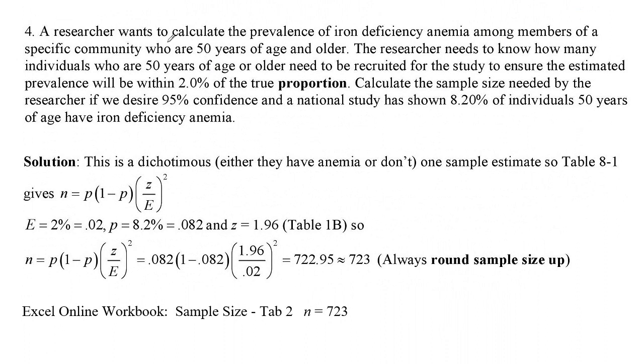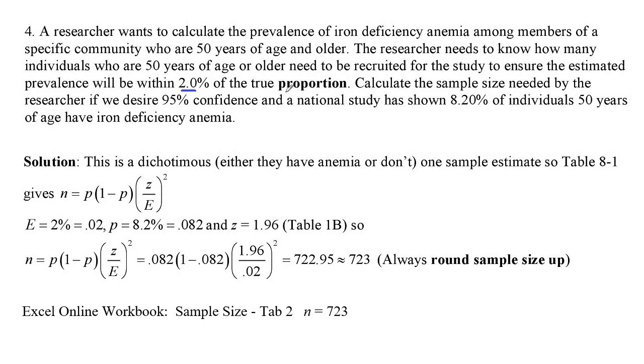Problem number 4, we've got a researcher who wants to calculate the prevalence of iron deficiency anemia among members of a specific community who are 50 years of age and older. Researcher needs to know how many individuals who are 50 and older need to be recruited for the study, so it's sample size, to ensure the estimated prevalence will be within 2%. So that is telling us that E, the margin of error, is 2% or 0.02.